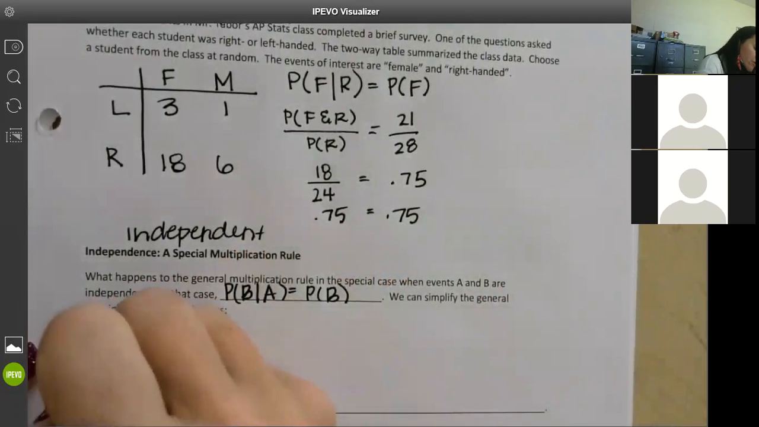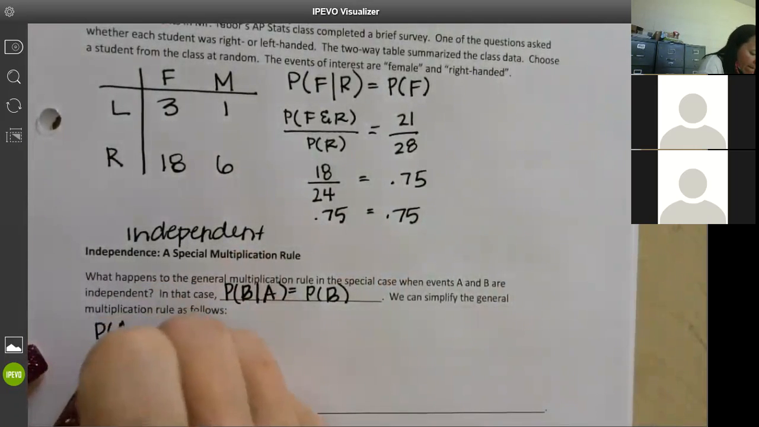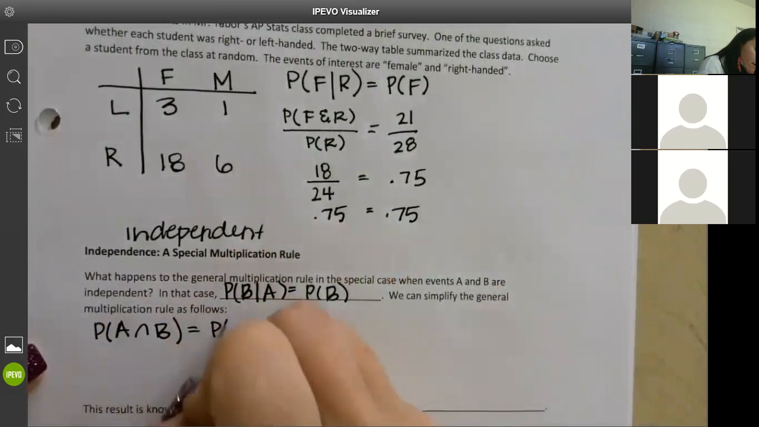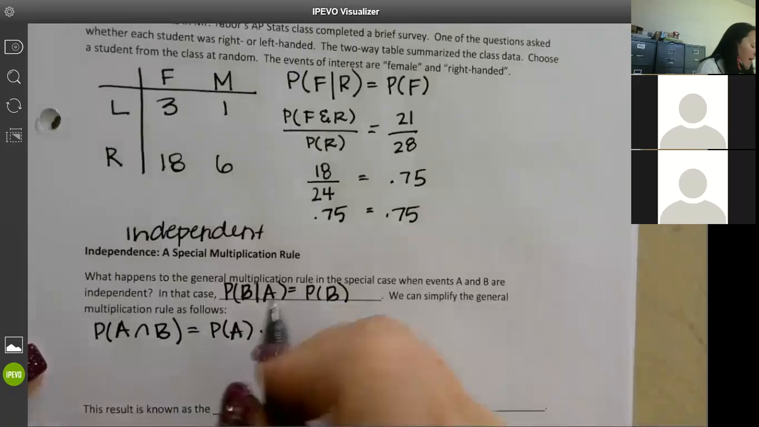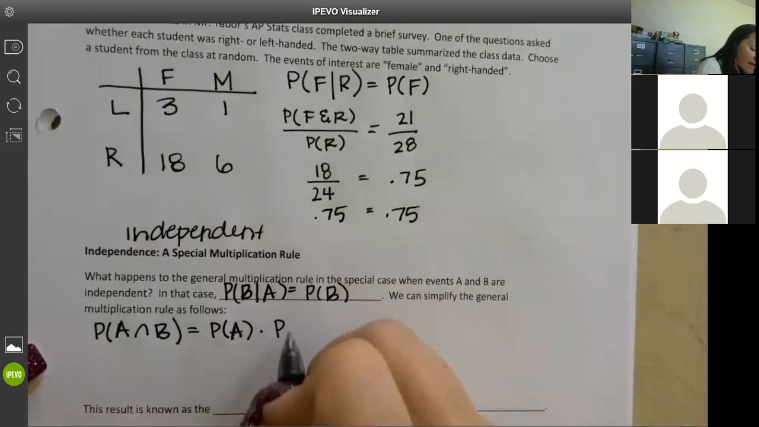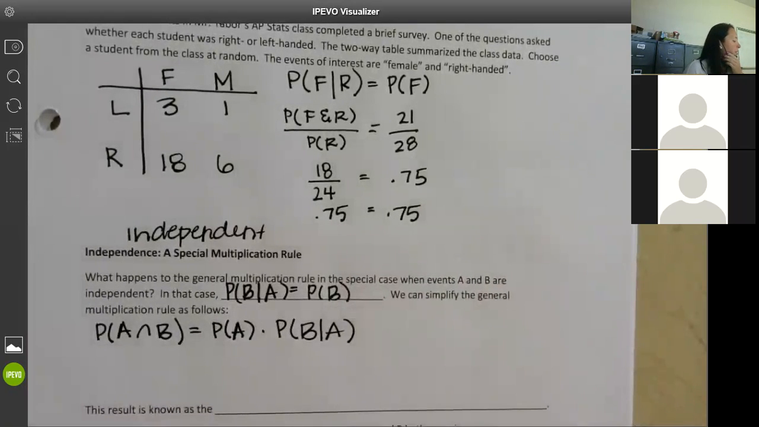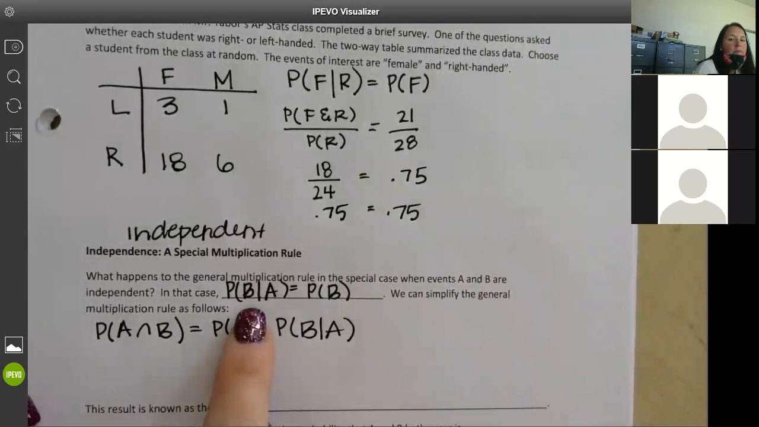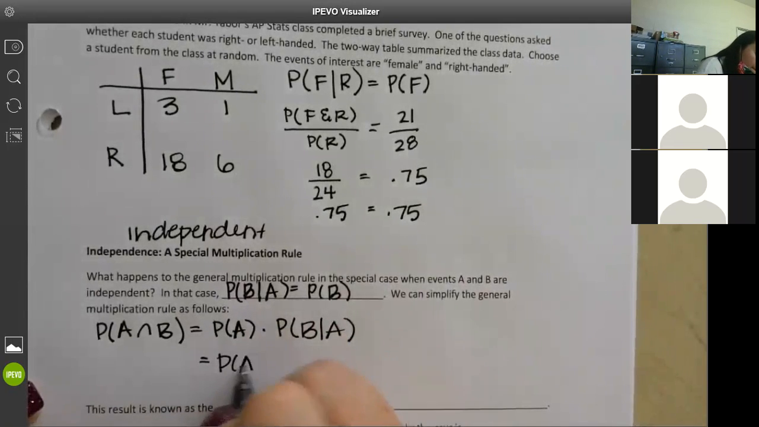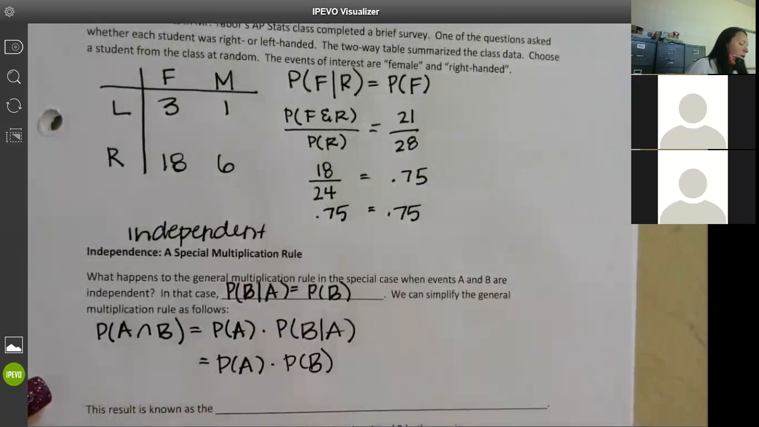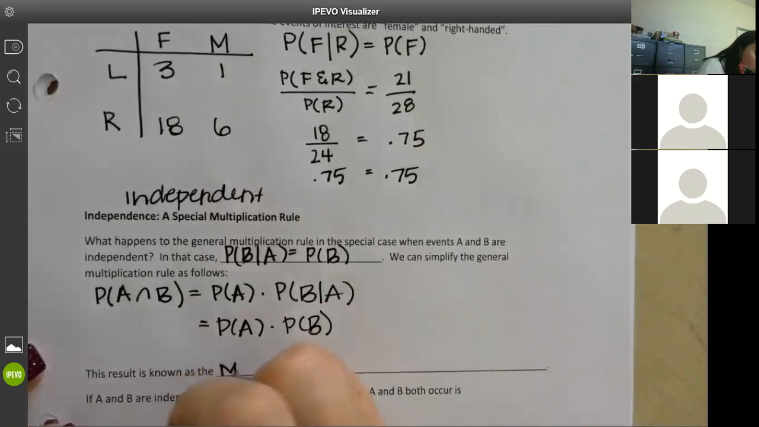Rachel, don't freak out. Here's another proof, okay? The probability of A and B, just like from yesterday, was the probability of A times the probability of B given A. That's what we did yesterday. But from up here, it said we can replace B given A with just B. So B given A can be replaced with the probability of B. And this is known as the multiplication rule.